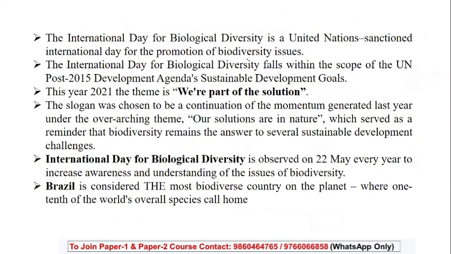Then we have the International Day for Biological Diversity, which deals with biodiversity issues and is a result of the post-2015 development agenda and the Sustainable Development Goals. The theme of 2021 was "We are a part of the solution," which referred to the solutions found in nature that will answer sustainable development challenges. Every year it is observed as an international day on 22nd May, with the issue of biodiversity.